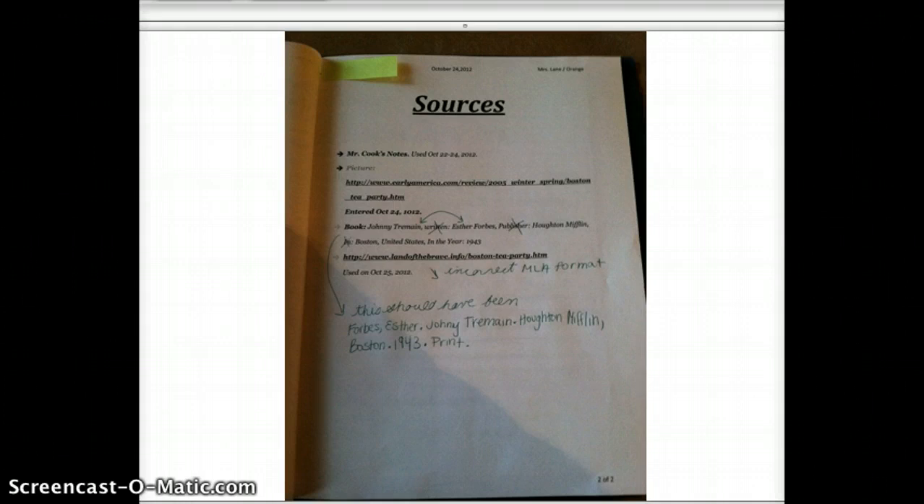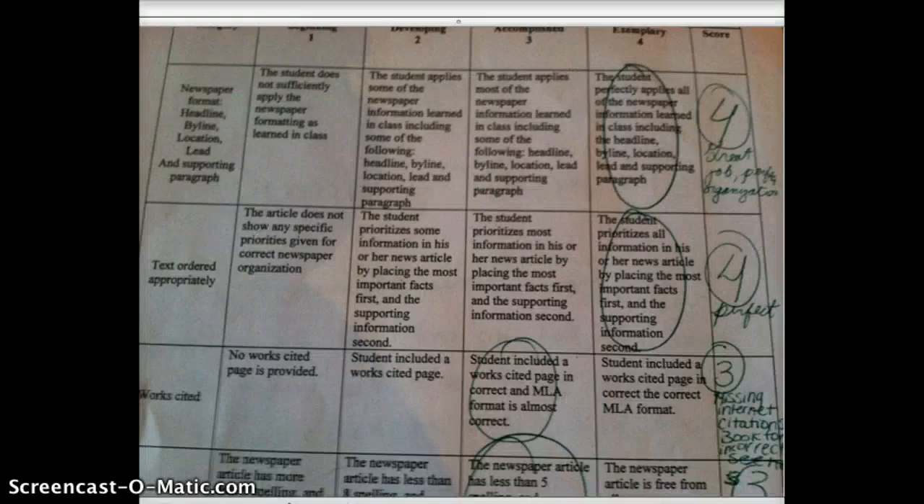You can see that the student got a 3 for this category, so it says, student included a works cited page in the correct MLA format is almost correct. They did have some of the right information there, it just wasn't in the right order. And if we're looking at the different categories, for developing, which is a 2, student included a works cited page, I felt as though the student did have some of the right information there. It wasn't perfect, but it was an attempt at doing it correctly, and they fell short of that, but there was evidence of MLA formatting, so I gave them a 3. And if we're looking at the score side, it says missing.